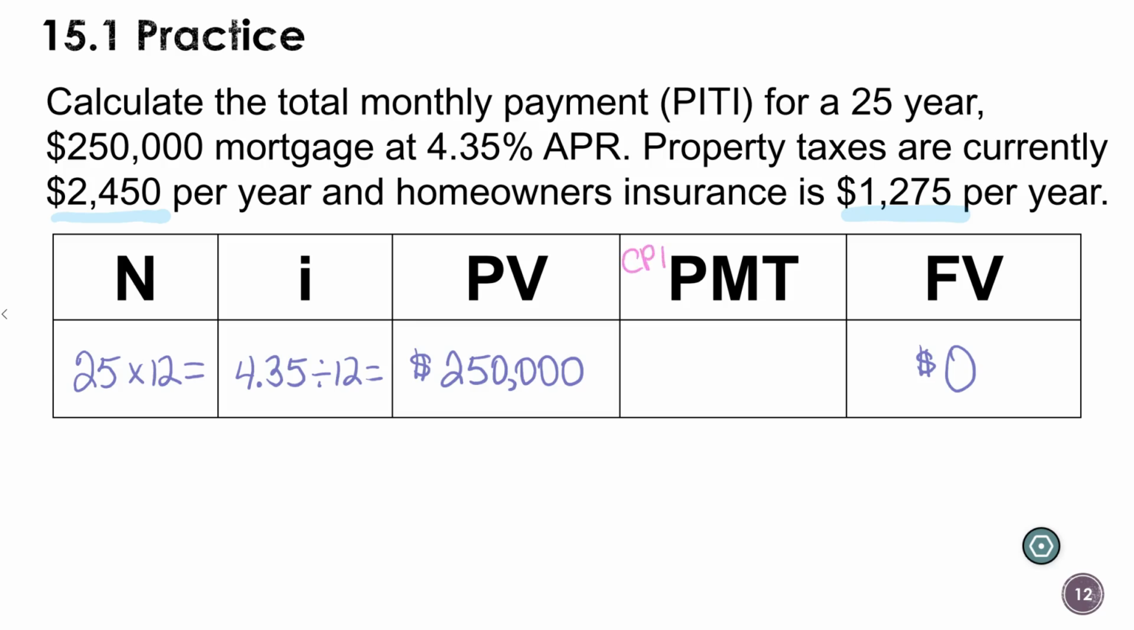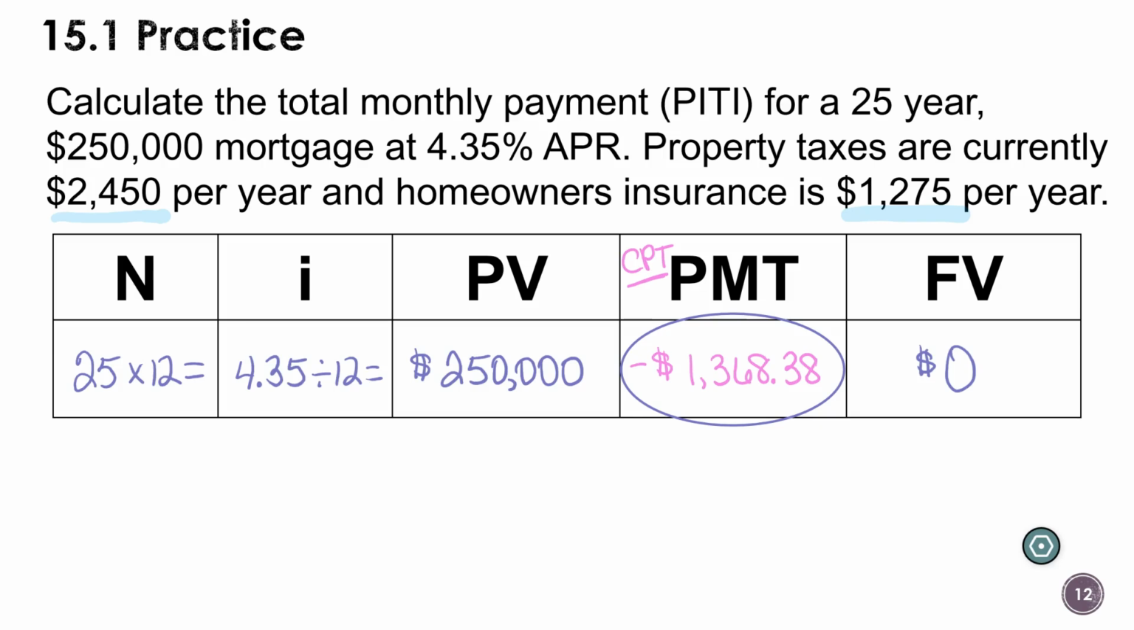We're going to compute the payment. This is a pretty big mortgage, $250,000. So the payment amount is pretty large, and it is $1,368.38. I'm going to circle that number. Makes it easy to find for the rest of this.